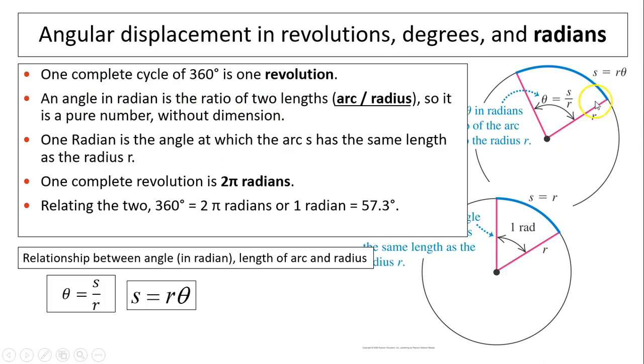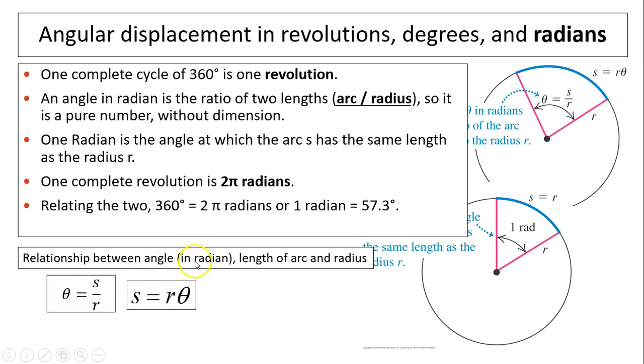Radian is just a number. How many radii does this length have? That's what it means. So 1 radian is 1 radius, right? 2 radians is 2 radii. So it turns out in a circle, how many radii in a circle? That's about 6.28 radii in the whole circle. So in one complete revolution, there are 2 pi radians. So relating the two, 360 degrees equals 2 pi radians, or 1 radian equals 57.3 degrees.